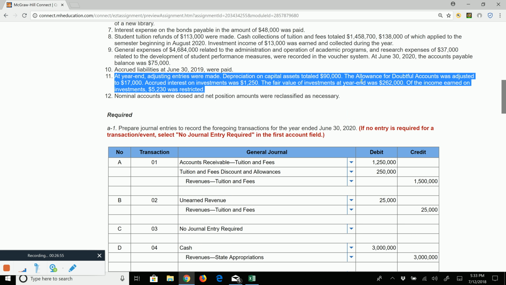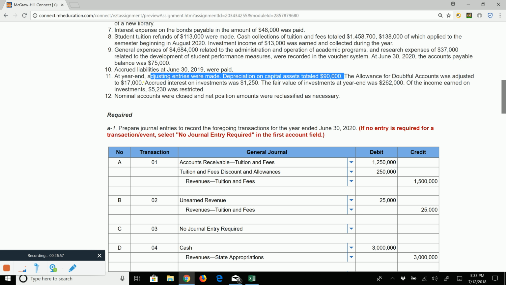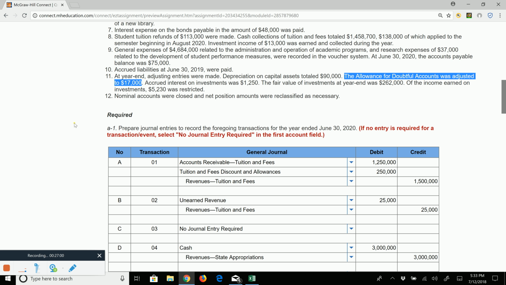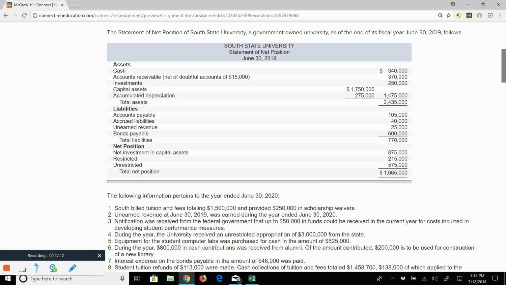Next, what else is happening? It says the allowance for doubtful accounts was adjusted to $17,000. It didn't say anything about adjusting for $17,000. It's adjusted to $17,000. So we have to see what it was at the beginning of the year. Well, I see it right here. Accounts receivable net of allowance for doubtful accounts of $15,000. So it was $15,000. We're adjusting it upward to $17,000. There is a $2,000 increase.